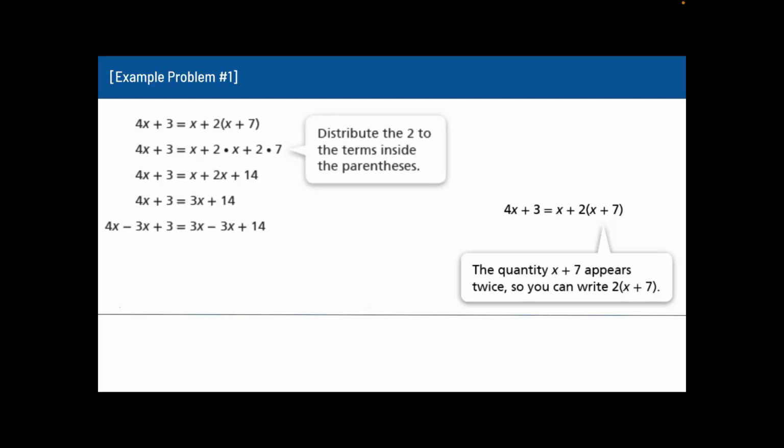4x minus 3x leaves us with an x, and then we still have the plus 3 on the left and the 14 on the right. Now we want to subtract that 3 from both sides so we can get x alone, and we'll end with x equals 11. Remember that the quantity of x was the number of miles this teacher biked on Thursday, which is what the question was asking us. So our answer would be something like, the teacher rode 11 miles on Thursday.